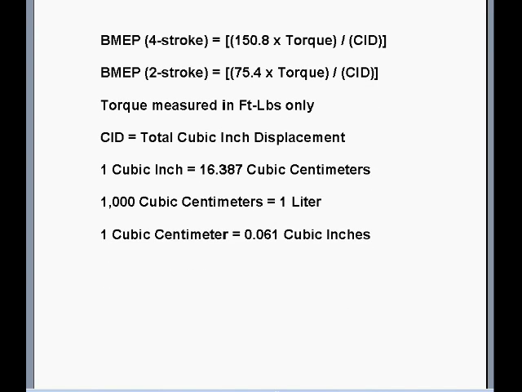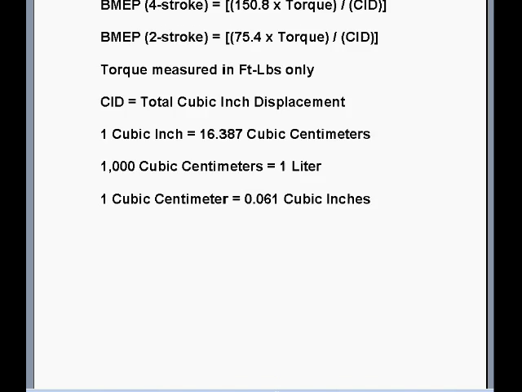To calculate the BMEP in pounds per square inch for a 4-stroke piston engine, that would be equal to 150.8 times foot-pounds torque, that quantity then divided by the cubic inch displacement of the piston engine. If this was a 2-stroke piston engine, it would be pretty much the same, except the pressure constant would be half of what it is on the 4-stroke. So the torque value unit should be measured only in foot-pounds. CID stands for total cubic inch displacement. 1 cubic inch is equal to 16.387 cubic centimeters. 1,000 cubic centimeters is 1 liter. And 1 cubic centimeter is equal to 0.061 cubic inches.